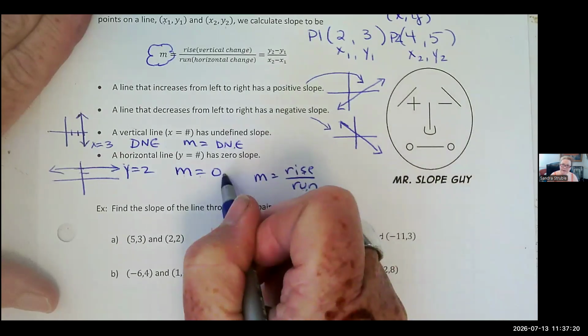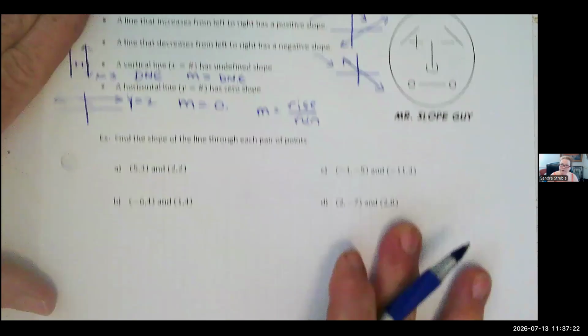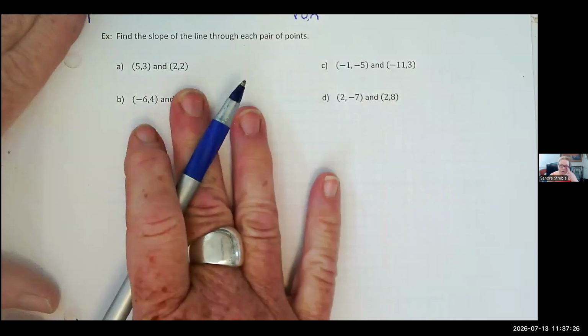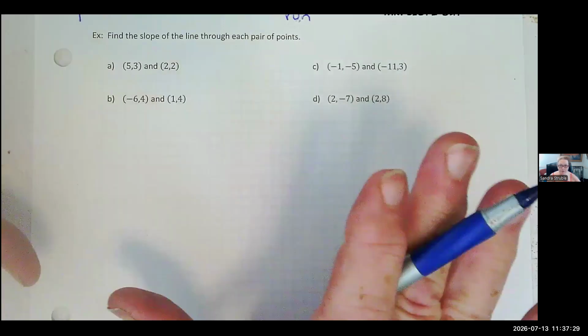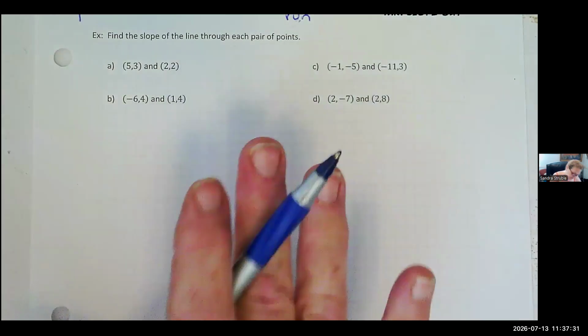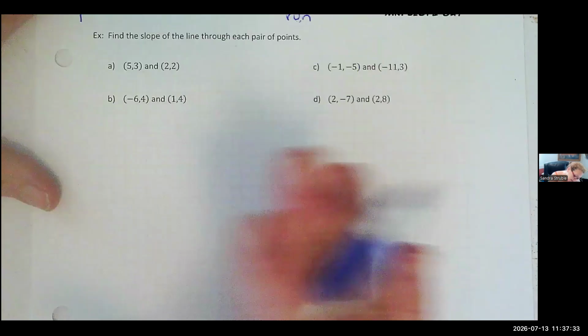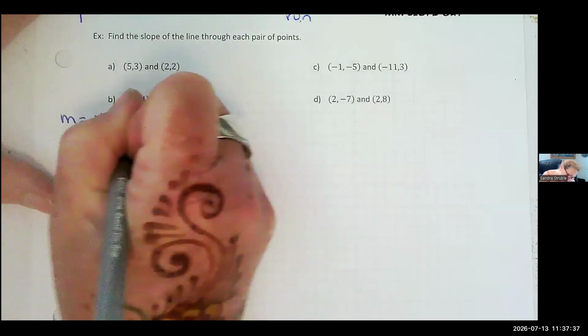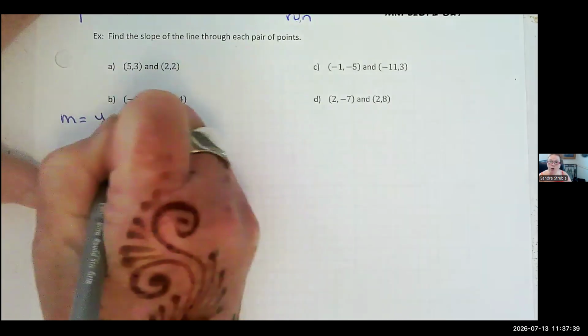Let's go down here to these 4, and I'm going to do the first one. Follow me, just watch me do it. And then I want you to attempt the next 3 on your own and then come back to see how you did. So I'm going to use m equals y sub 2 minus y sub 1 over x sub 2 minus x sub 1. Put this on your note card.